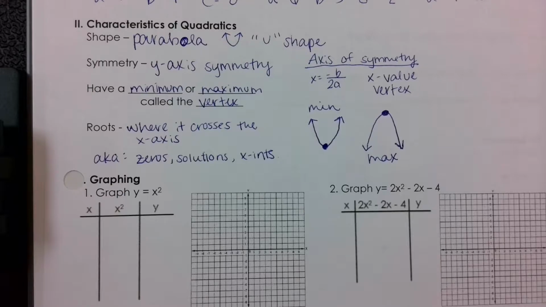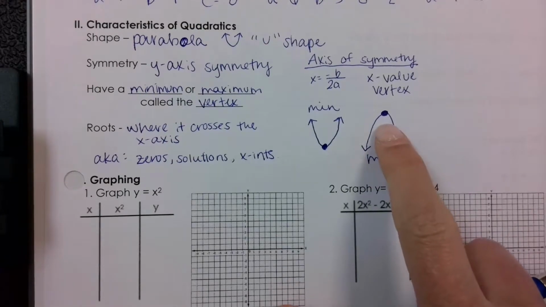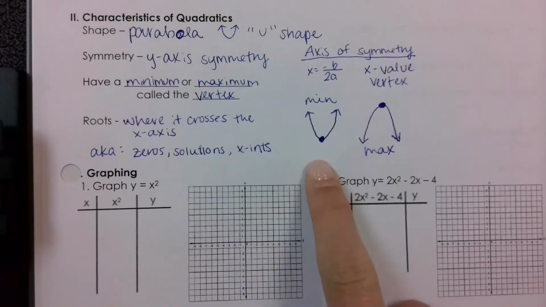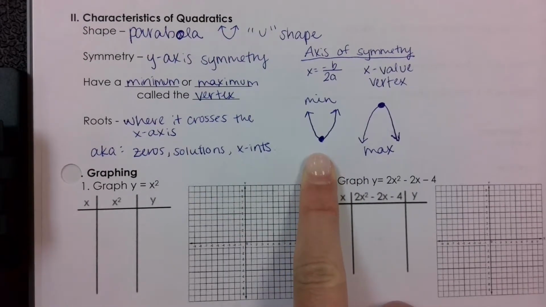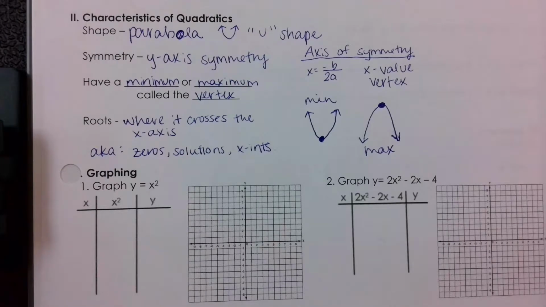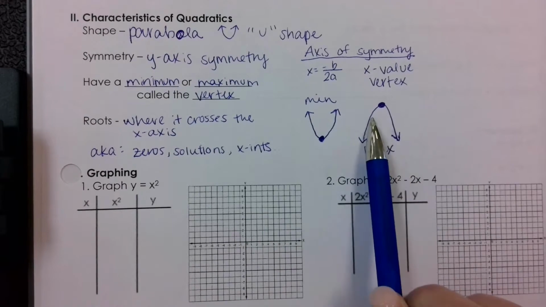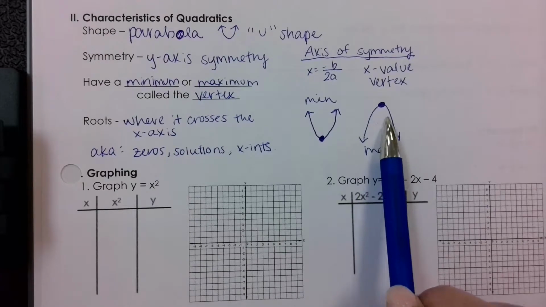Yep, the whole graph is flipped the other way. There is one point that is going to be a maximum on that. It's going to have a maximum at the vertex. This one's going to have a minimum at the vertex, because that's the lowest it ever goes. There is one point that is a minimum. That's the lowest point you could go. There is one point that is a maximum. That is the highest point you could ever go. Okay.